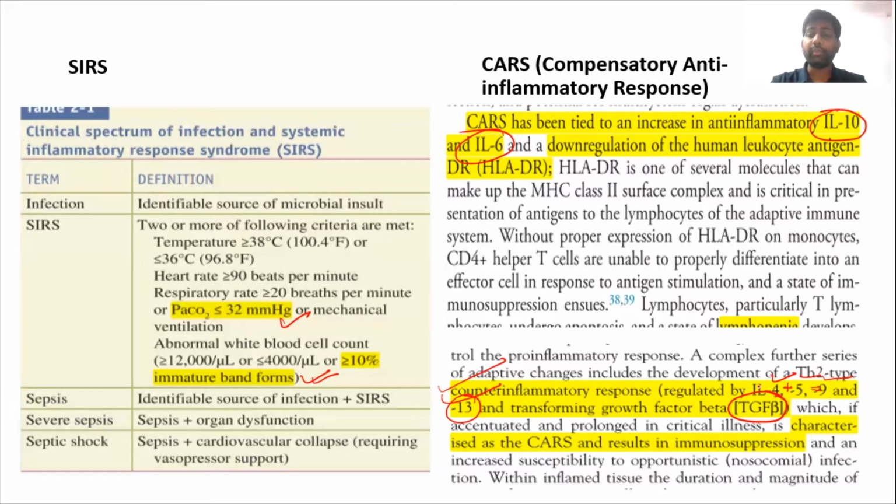How is it regulated by? Then 4, 5, 9, and 13. Try to keep this clear, and both of this information has to be understood, and it's very simple to remember them. So once we have understood about the SIRS and the CARS, the inflammatory response and the anti-inflammatory response, which occurs as a consequence of the response to trauma.